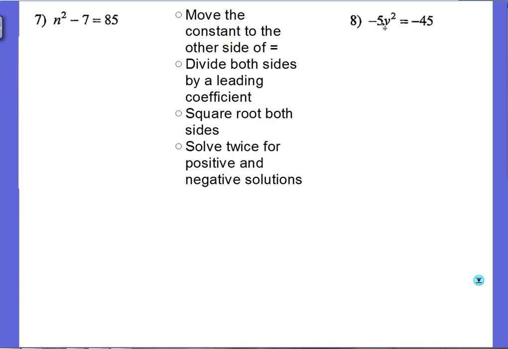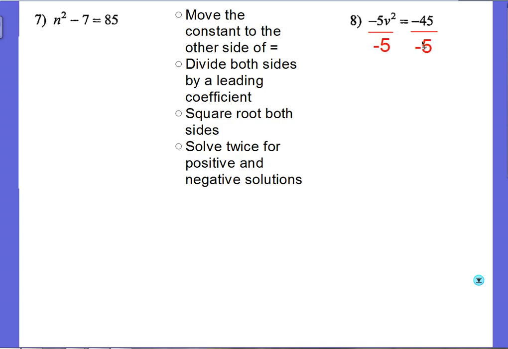Okay, so in number 8, the first step says move the constant to the other side of the equals. There is no constant. There's no plus or minus number after the b squared or in front of it that's being added or subtracted. So there's no constant to move to the other side. That's a step I can skip. I have to check, but there's nothing to do. So then I'm going to go to my next step that says divide both sides by a leading coefficient. Well, there is a leading coefficient of -5. So that's the step I'm going to do next.